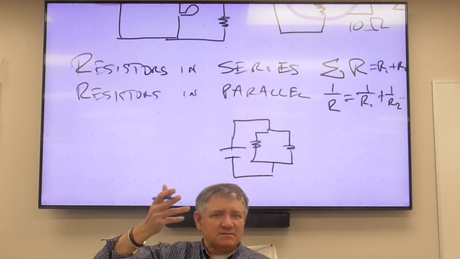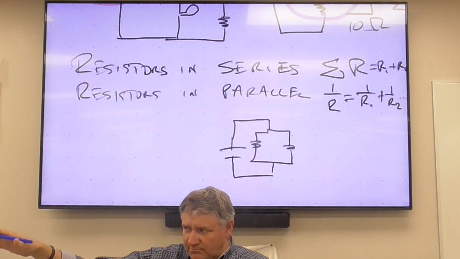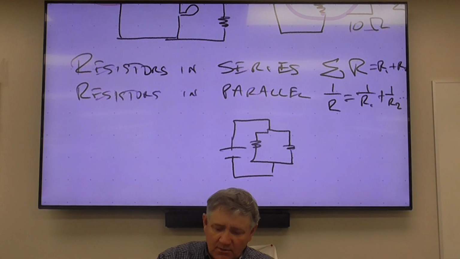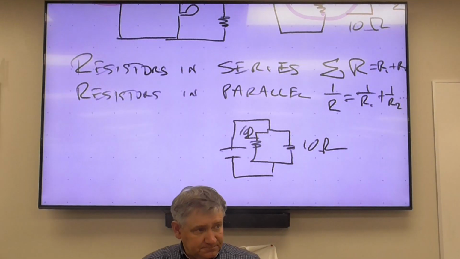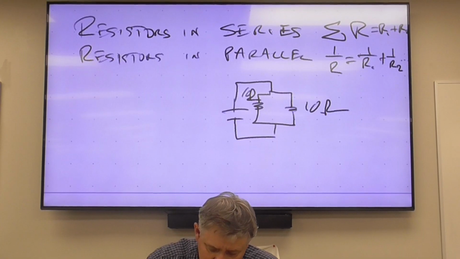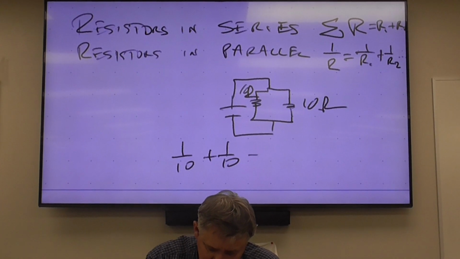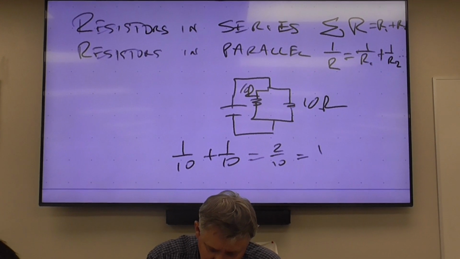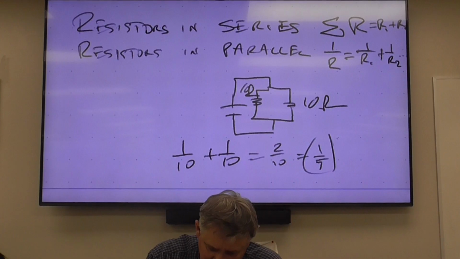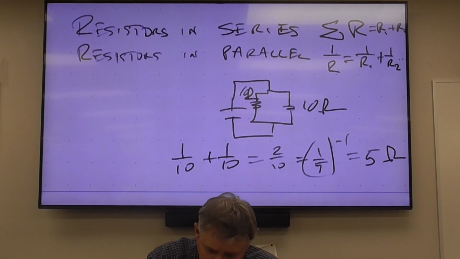Parallel is a little bit sketchier mathematically, but you all can handle it thanks to the miracle of modern calculators. So if I have two 10-ohm resistors that are in parallel, then I'm going to take 1 over 10 plus 1 over 10 and get 2 over 10, which is 1 over 5. Then I take the inverse of that, I get 5 ohms.